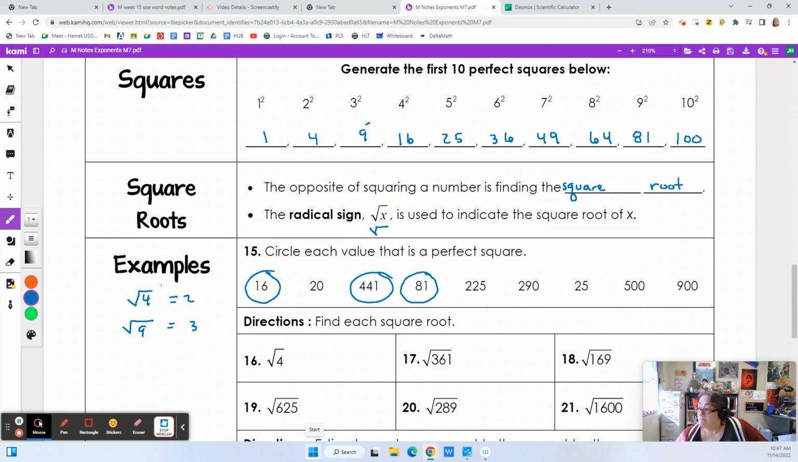Well, might be. I think it might be. Daniel, what do you think? 225. Perfect square? I don't know.